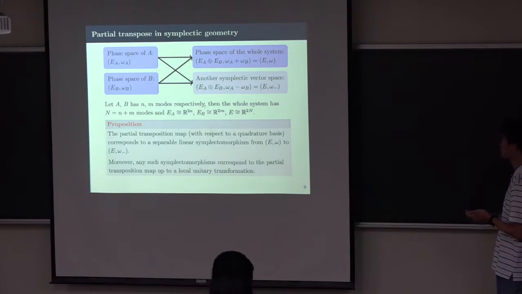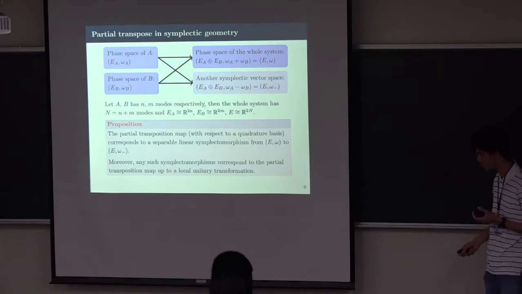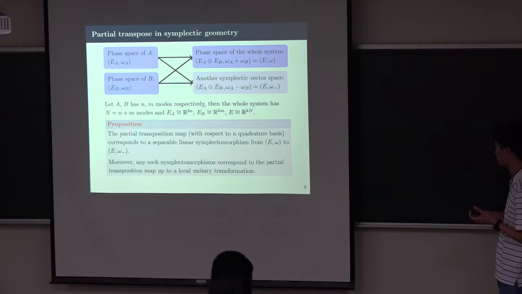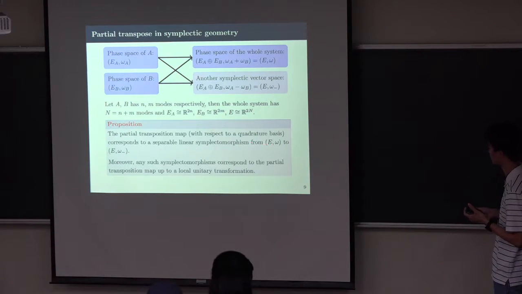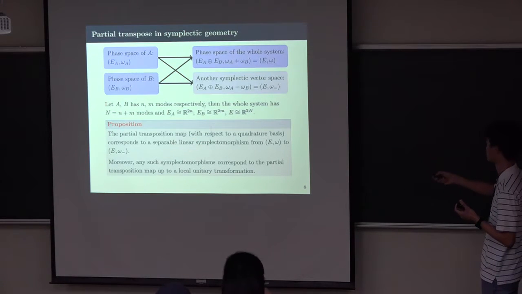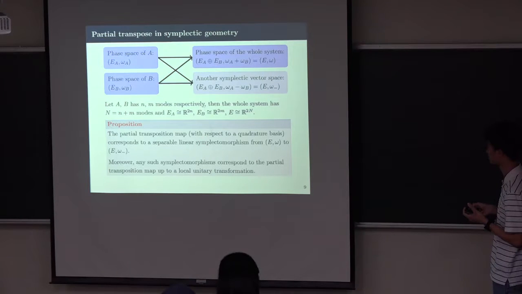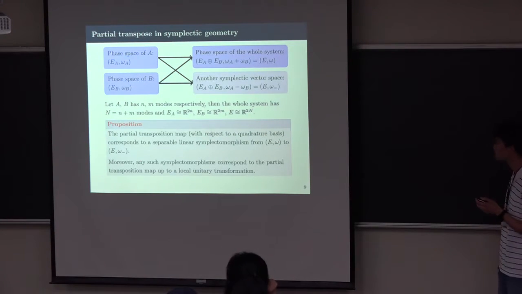Now, using this language, we show that a partial transposition map on phase space essentially corresponds to a separable linear symplectomorphism from E omega to E omega minus, which means that separable means it acts on the subsystem separately. Symplectomorphism means that it takes the symplectic form here. Now this is the geometric description of partial transpose.